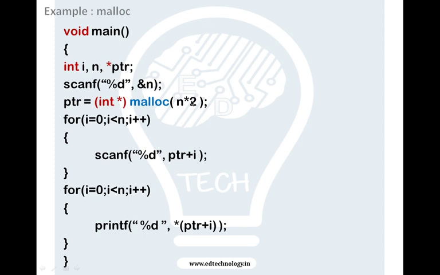Can you quickly type in? If n is 5, how many memory blocks will be allocated? If n is equal to 5, how many memory blocks will be allocated? That's the question, guys. Let's see if you understand.